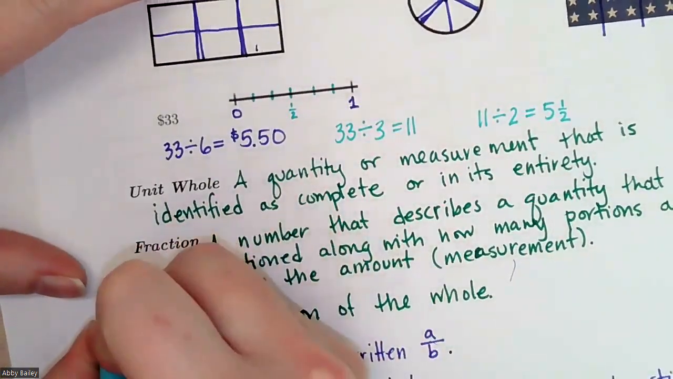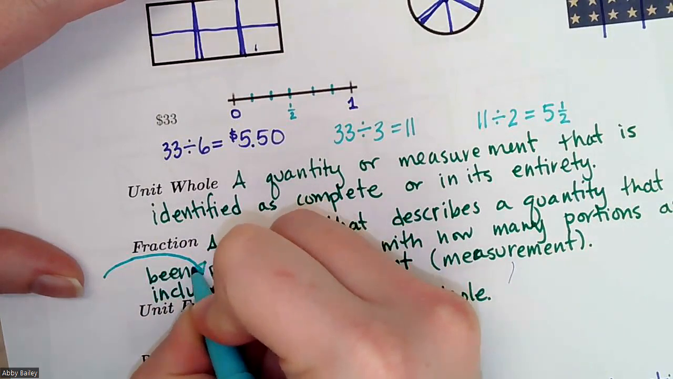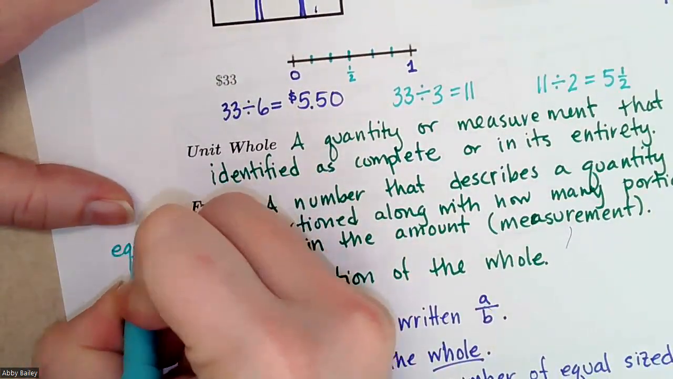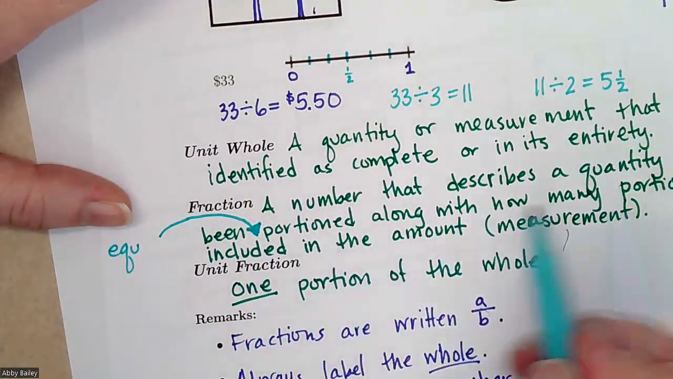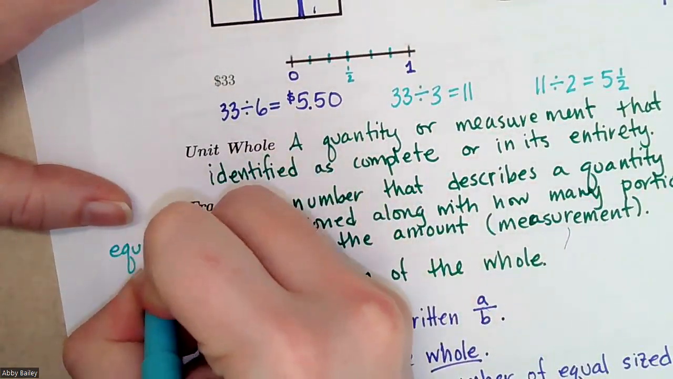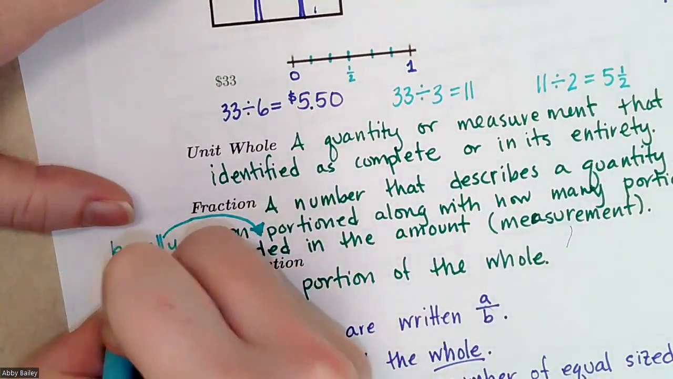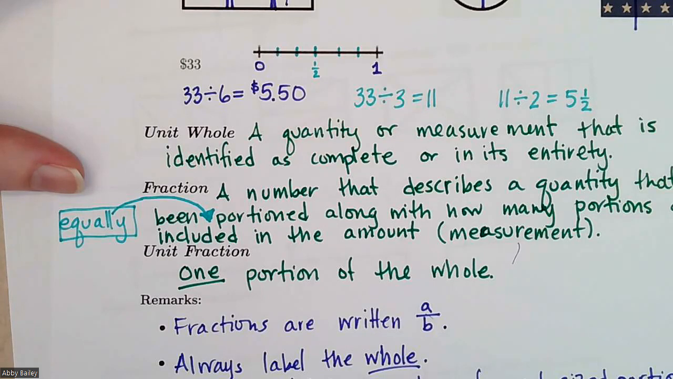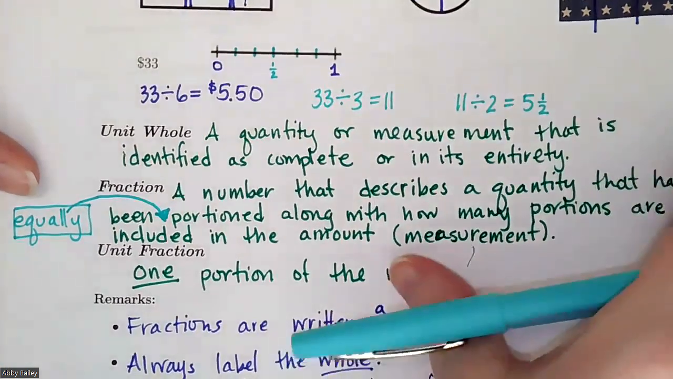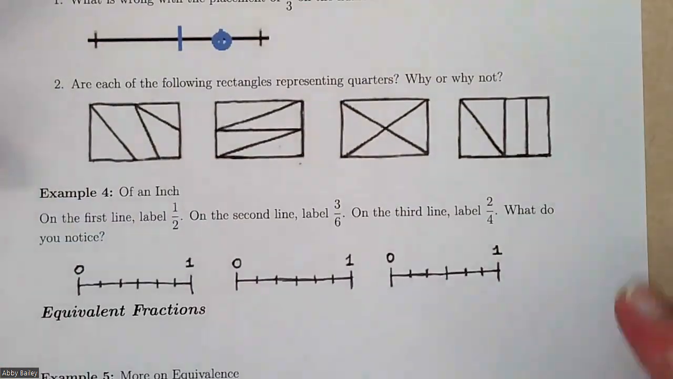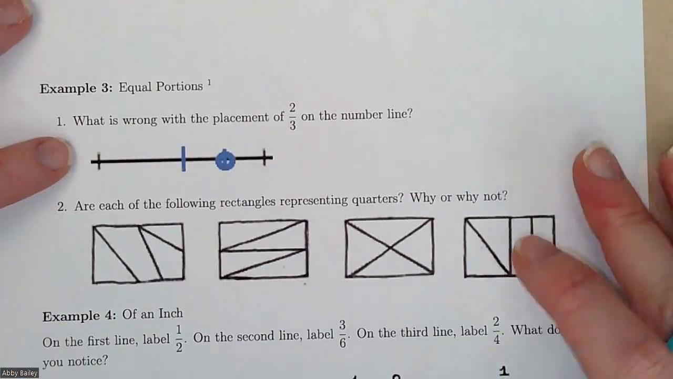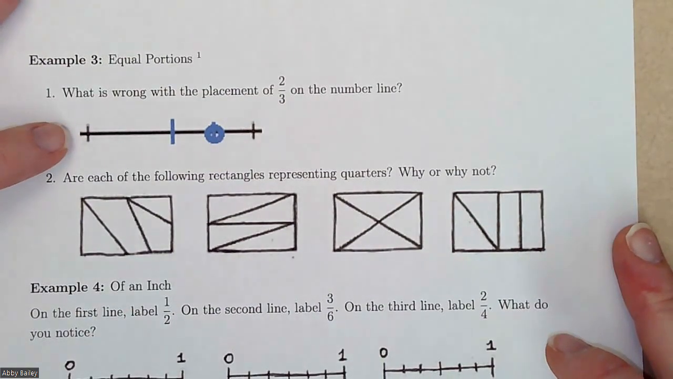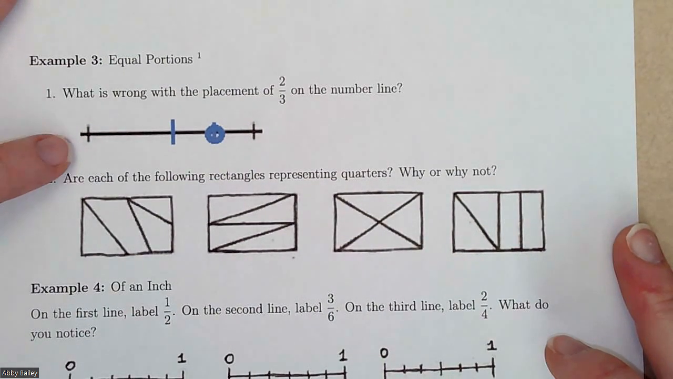Has been equally portioned. Portioned into equal portions, equally. So we really need all of those portions to be equal. So, added word, because we go back to here and it says equal portions. Got it. So that is important. What is wrong with the placements of 2/3?